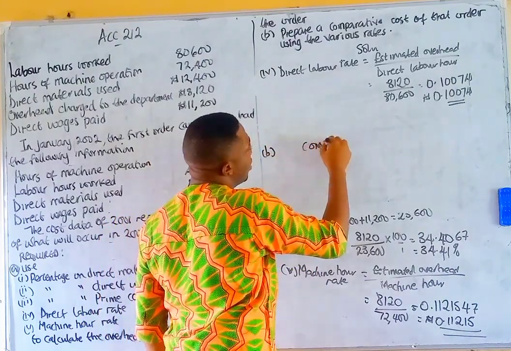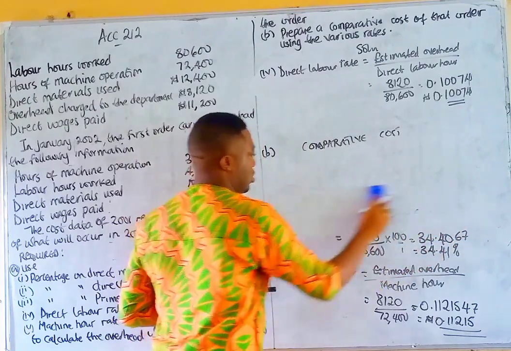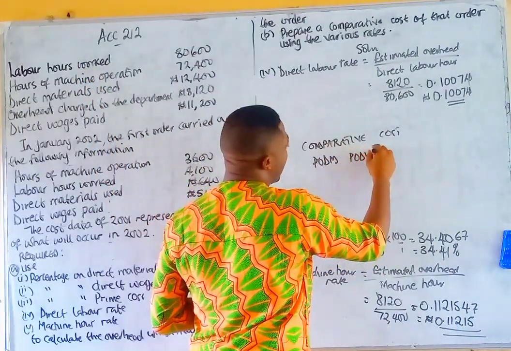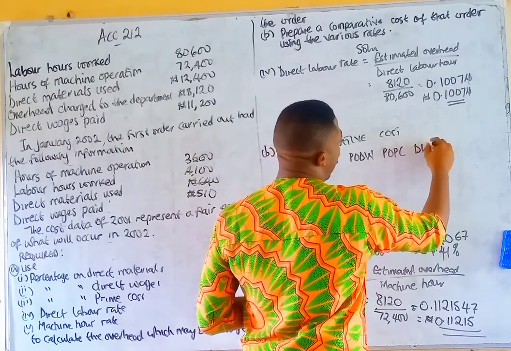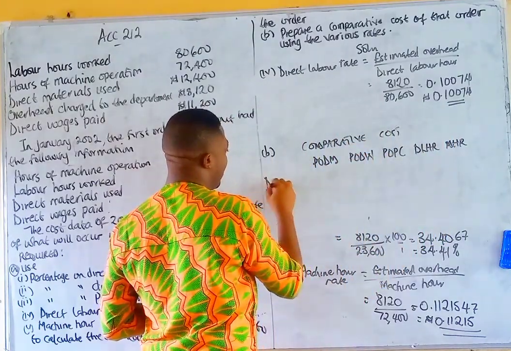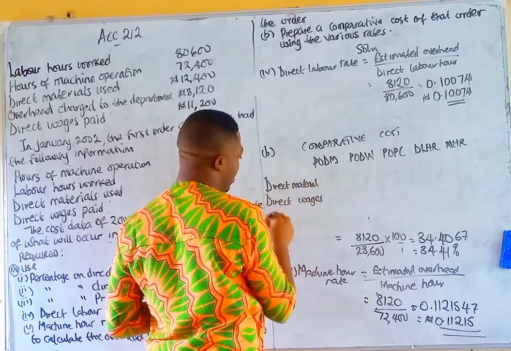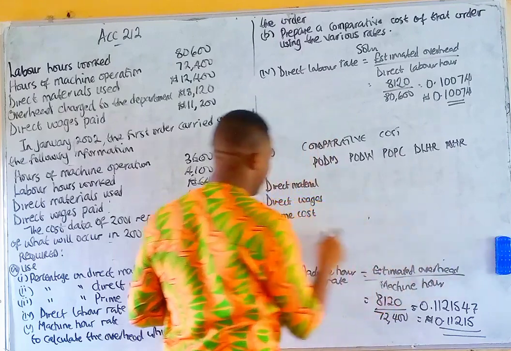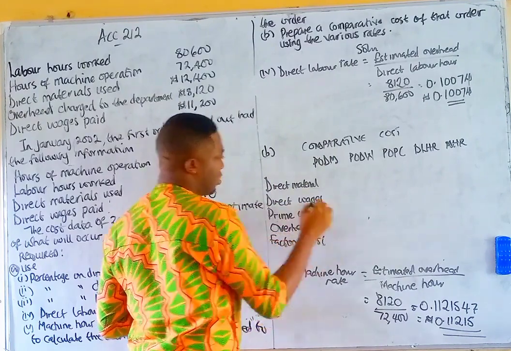So the B, our comparative cost, so we have percentage on direct material, percentage on direct wages, percentage on prime cost, direct labor rate, and machine rate. So we can have our direct material, our direct wages, our prime cost, overhead, then gives the factory cost.